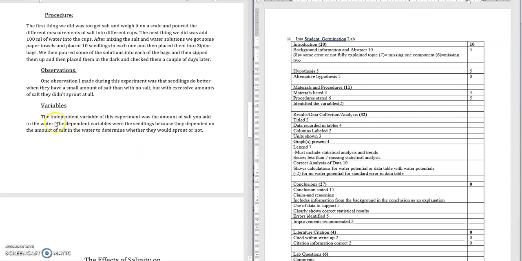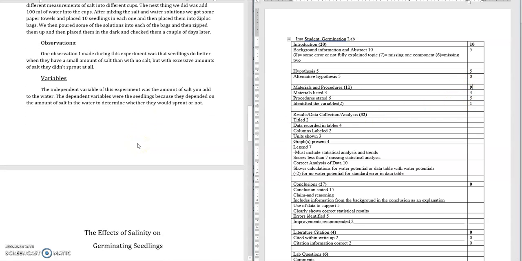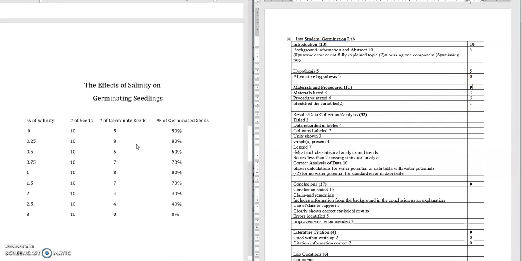Identification of the variables. Let's see, the independent variable was the amount of salt. The dependent variables were the seedlings. No mention of a control. So you would have 1. So that gives us 3, 5, 8, 9 points for the materials and procedures section.